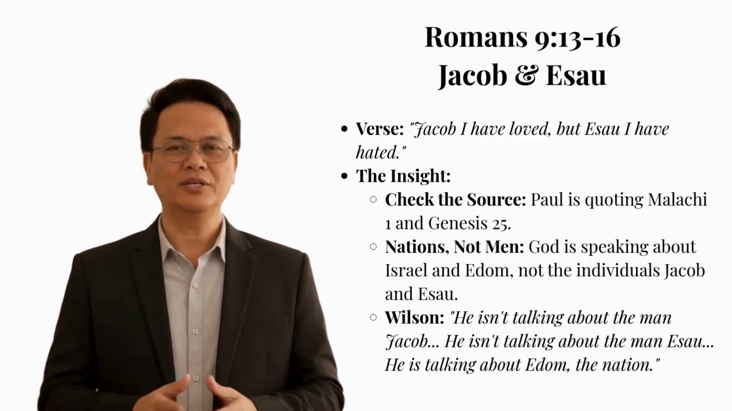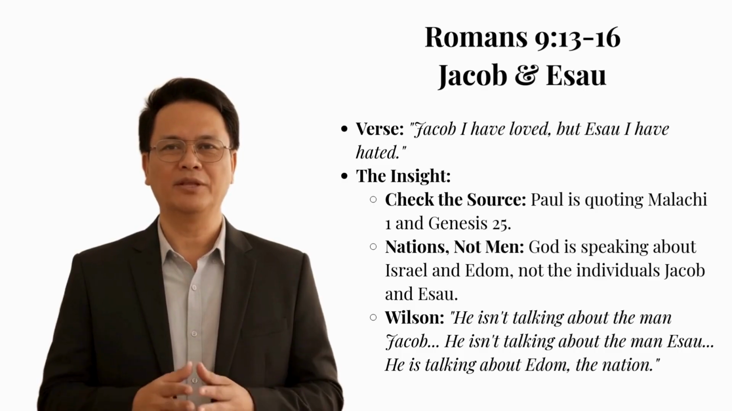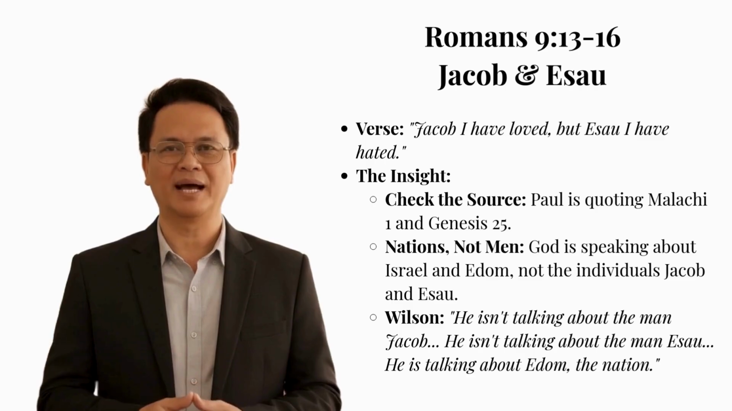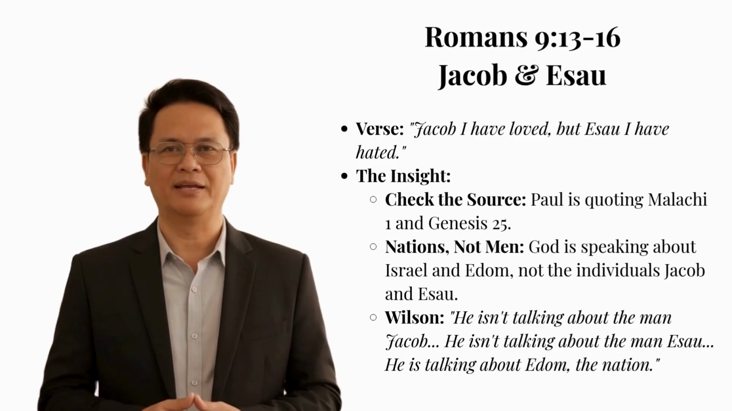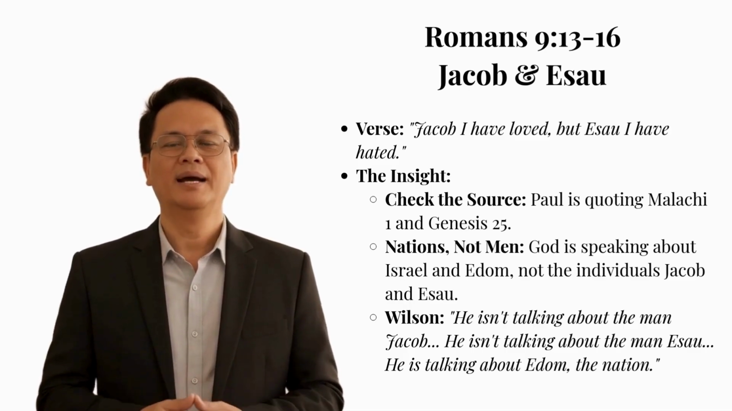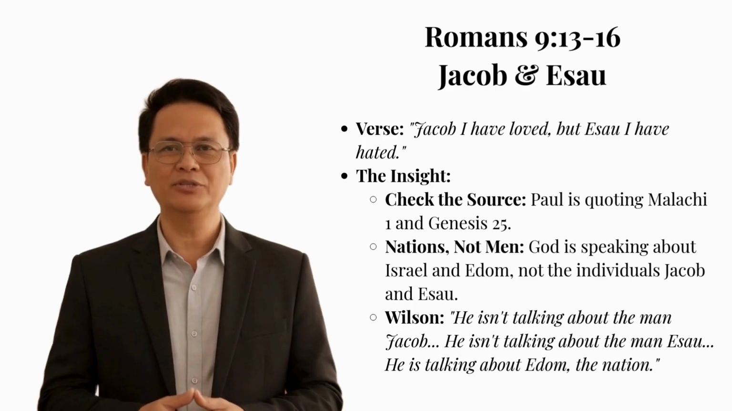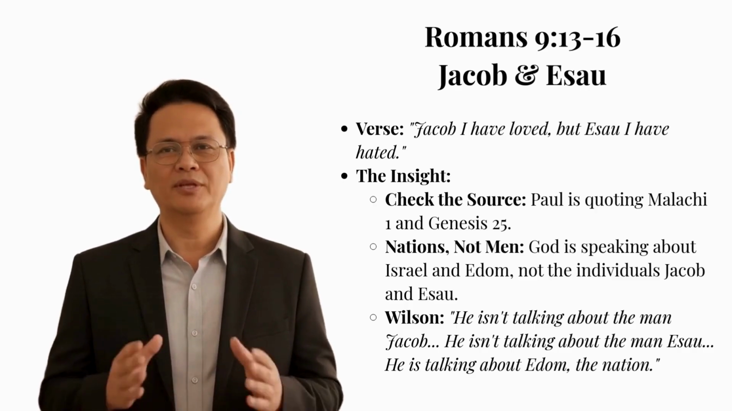But Dr. Wilson urges us, check the source. Paul is quoting Malachi 1, which goes back to Genesis 25. Let's look at Malachi 1. God says, "Was not Esau Jacob's brother? Yet Jacob have I loved, but Esau I have hated, and laid waste his mountains and his heritage for the jackals." And then it talks about Edom, Esau's descendants, saying, "We will return and build."